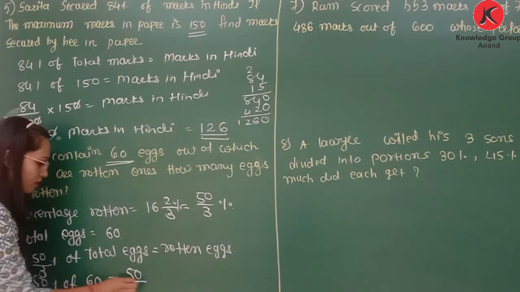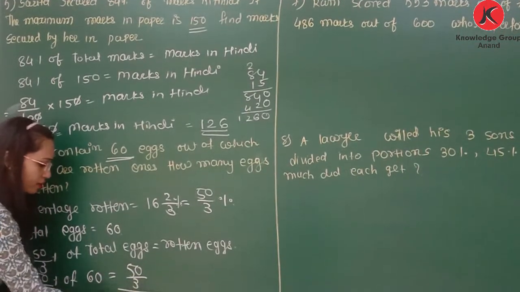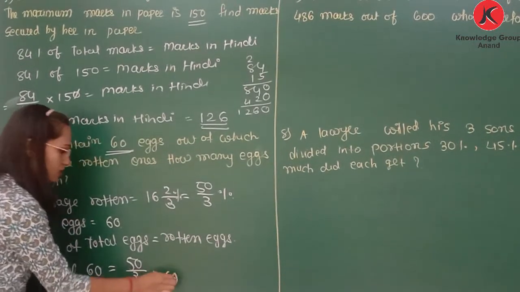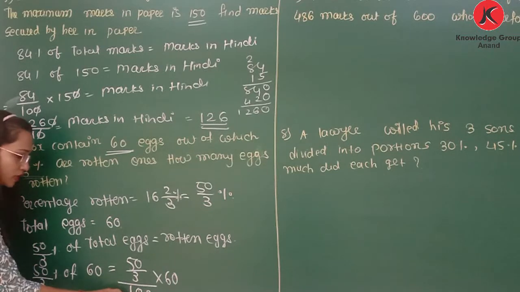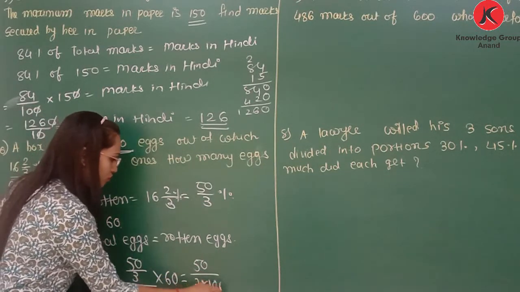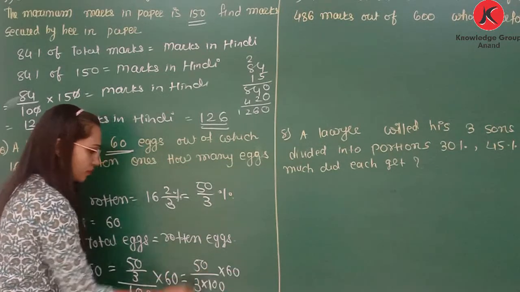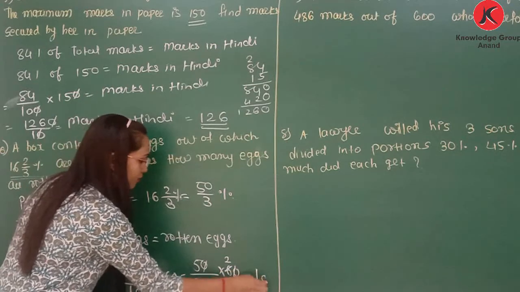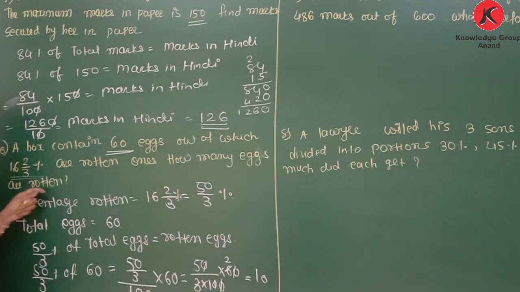50 divide 3 divide by 100, because we need to find the percentage, multiply 60. Now 3 will be in multiplication, so 50 divide 3 multiply 100 and 60. 2 0 cancel, 3 twos are 6, 10. The number of rotten eggs is 10.